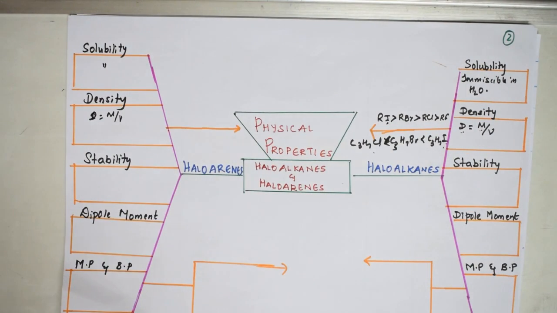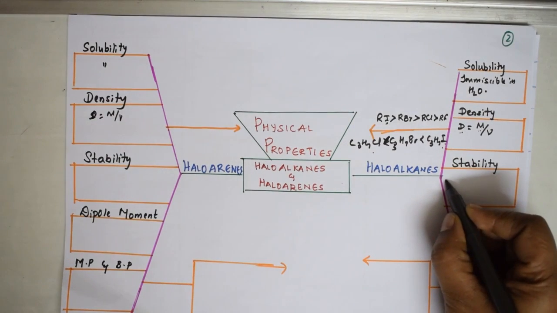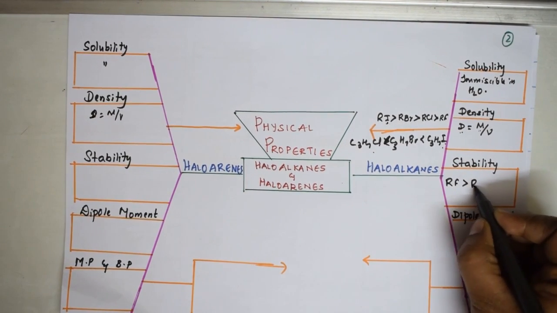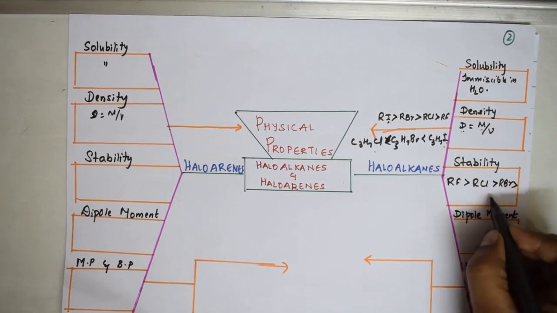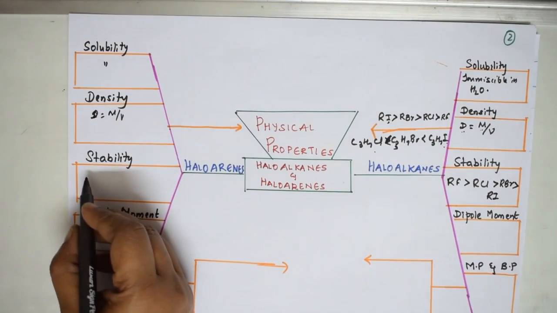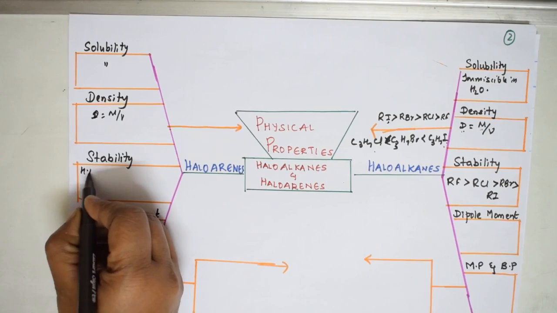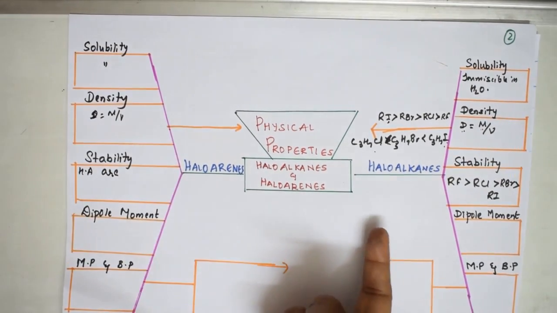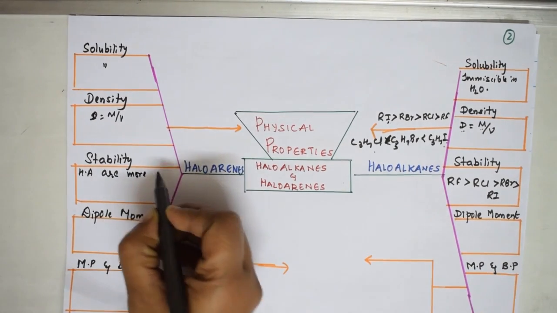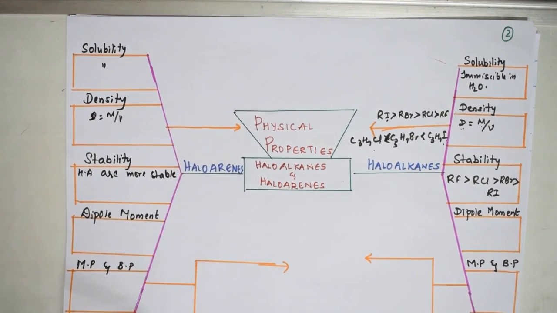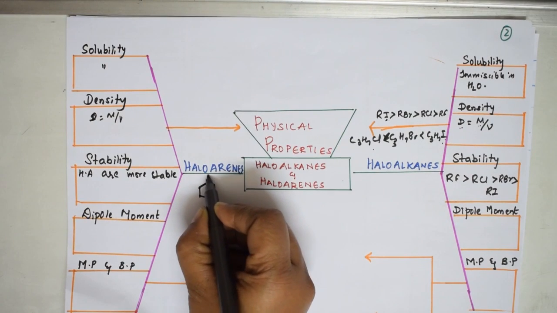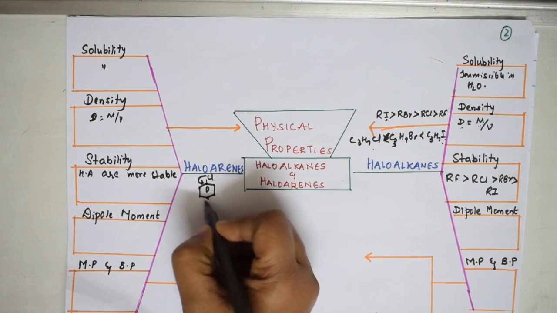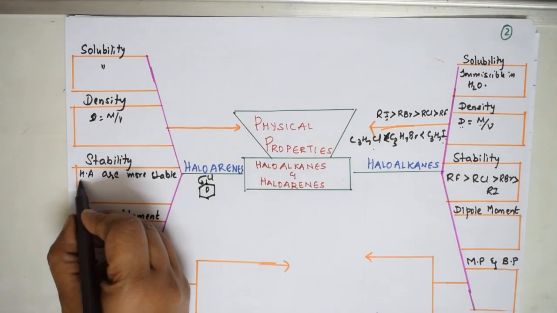Done. Now when I speak about stability, see the stability order: RF is more stable than RCl, which is more stable than RBr, which is more stable than RI. Right? When it comes to haloarenes, remember haloarenes are more stable compared to this. Why are they more stable? Because they can donate the lone pairs to the ring inside. Because a haloarene is nothing but this one, isn't it? So what can they do? They can donate the lone pair of electrons present to the ring.